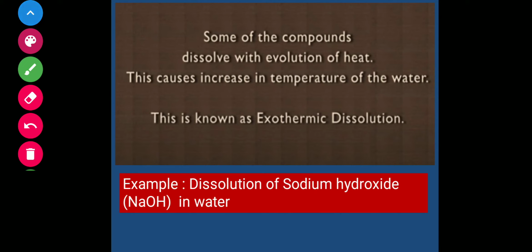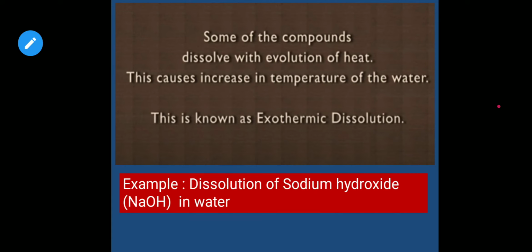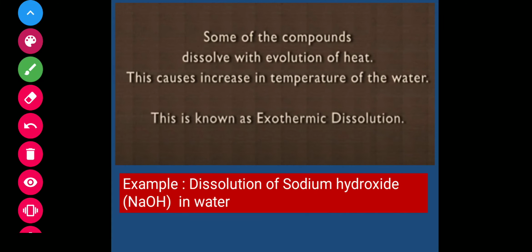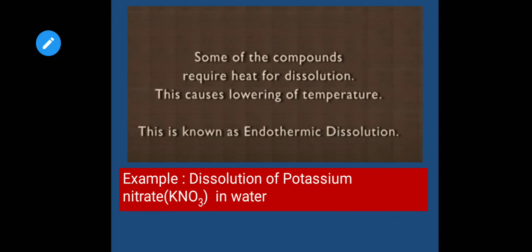Next, some of the compounds require heat for dissolution, and this causes lowering of temperature, and this is known as endothermic dissolution, which is exactly opposite to exothermic. Here heat is absorbed. For example, dissolution of potassium nitrate in water, it lowers the temperature.